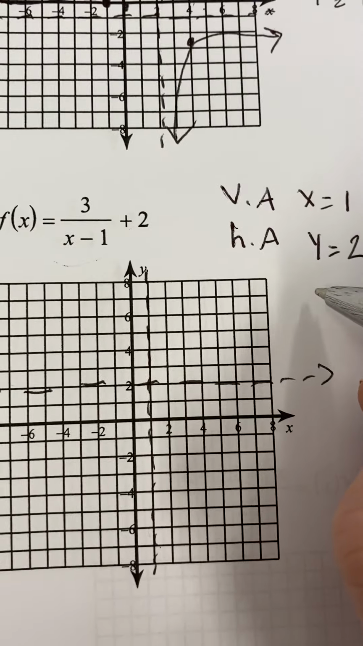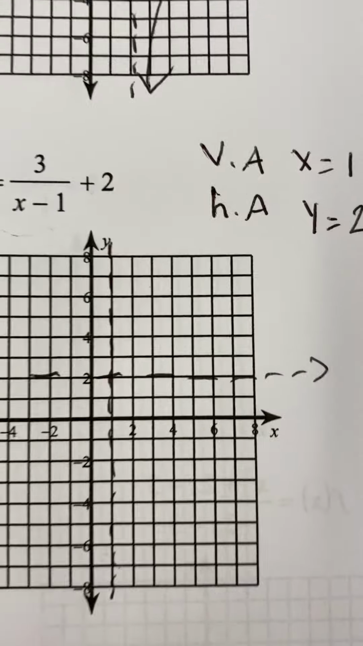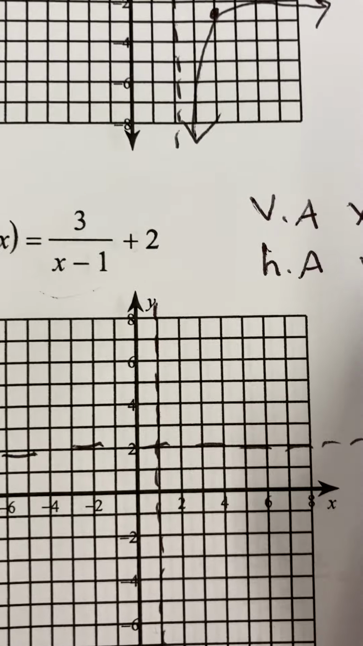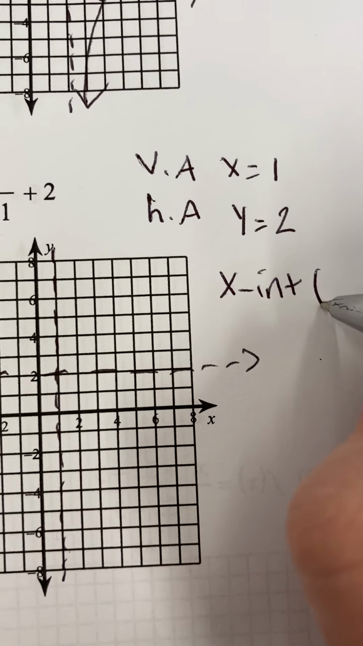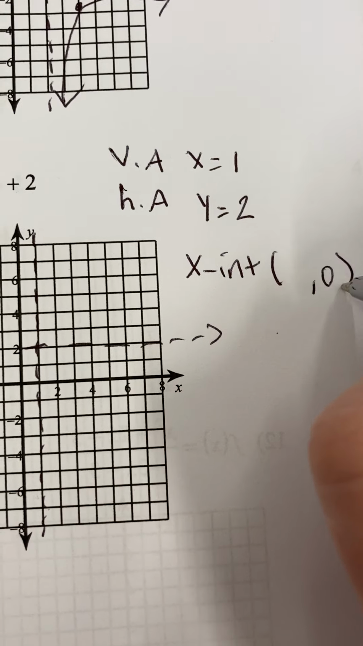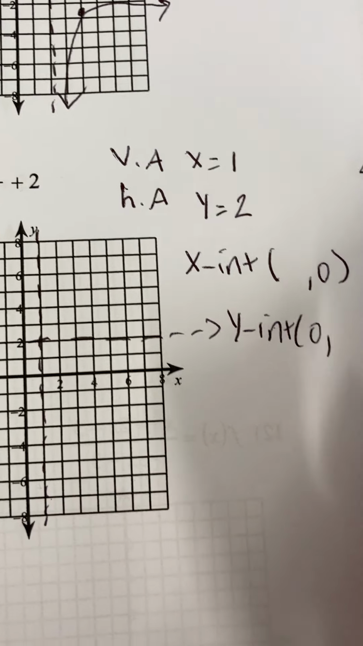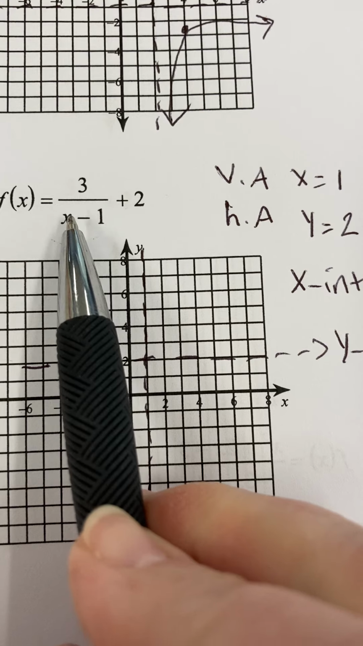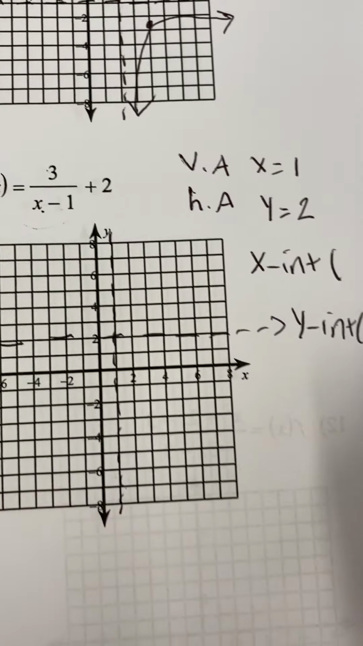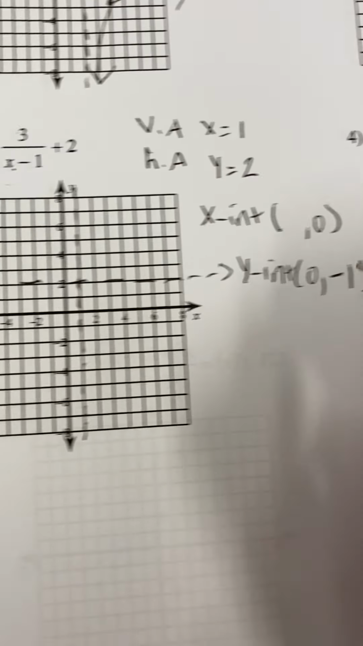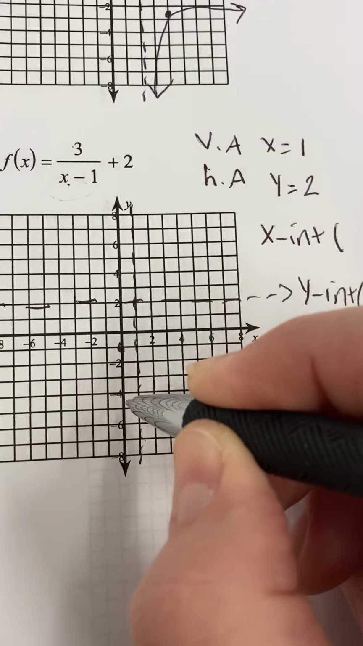There are no holes because nothing factored out. My x-intercept is where I cross the x-axis, when y is 0, and my y-intercept is when x is 0. I'm going to do my y first. I put 0 here. I get -3. -3 plus 2 is -1. So I know I'm crossing my y-axis at -1. So I'm going to be here in this quadrant right here.